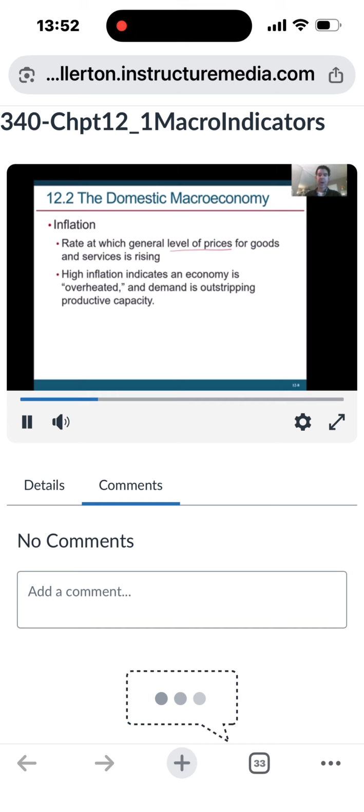All right, so high inflation, that's generally bad, right? You don't want prices to be shooting up more and more because that means the money that you're spending won't go as far. You can buy less and less with that. And there are different ways that high inflation will result from different economic conditions. So here's one typical one that they look at. High inflation can indicate that an economy is overheated and demand is outstripping productive capacity. This is sort of demand side inflation.